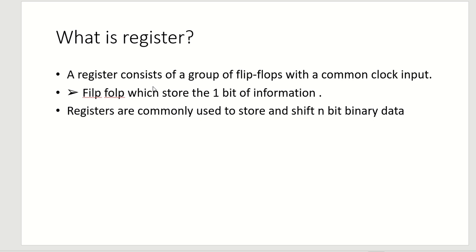Now I am going to explain what registers are and what the types of registers are. A register is nothing but a group of flip-flops with a common clock input. A flip-flop stores one bit of information. So n flip-flops are grouped together to store n bits of binary data. That is nothing but a register. Registers are commonly used to store and shift n-bit binary data.